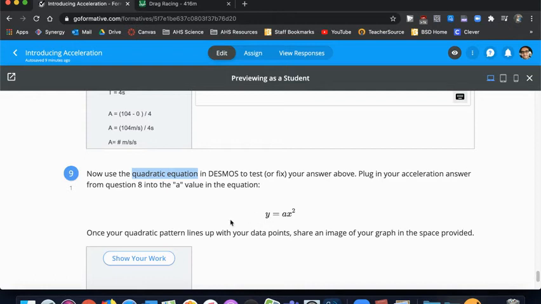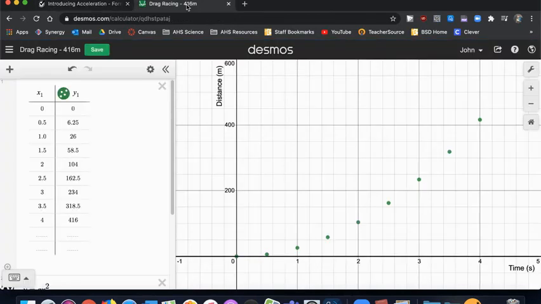Okay? And then our goal is that our quadratic pattern is going to line up with our data points. And you're going to share that image back into this space provided. So again, I want to take the answer from here and see if it lines up with my data points. But I'm also going to show you another trick.